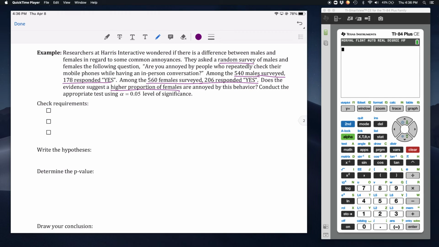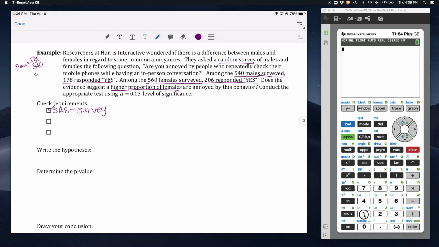Okay, so let's check our requirements. Simple random sample. The fact that they said this is a survey, we're assuming they're following a good technique, so it is a simple random sample. This next one with n times p times 1 minus p, we may want to take a look at. So let's talk about p of the men, the proportion of men. We have 178 out of 415 men. So what is that proportion? Let's see.